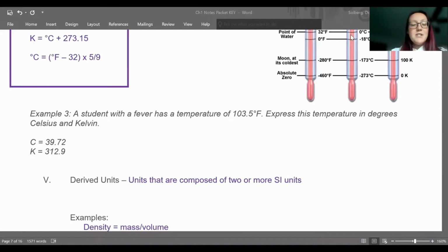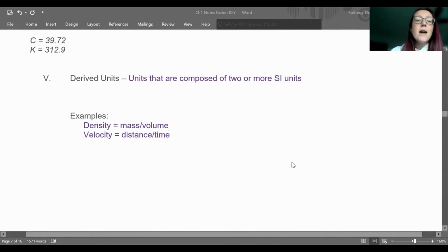Now, hopefully what you did is you actually tried to convert these using your calculator or writing out the work. If you just looked it up online, that's not going to help you in the future. You are not going to have your computer with you when you're taking the test. So make sure you can actually do these calculations. You should have gotten that Celsius is 39.72 degrees Celsius and Kelvin is 312.9. Okay. All right, moving on.